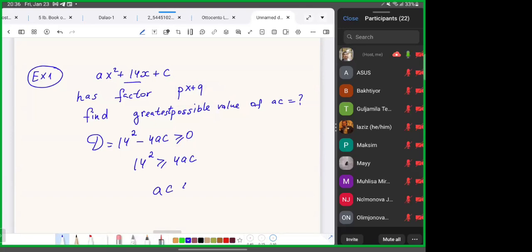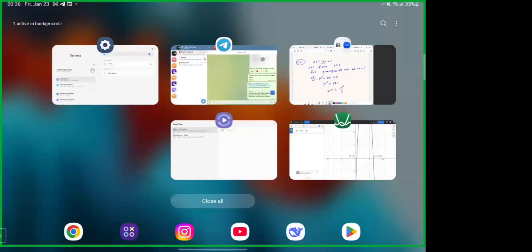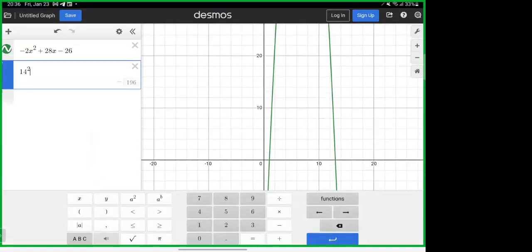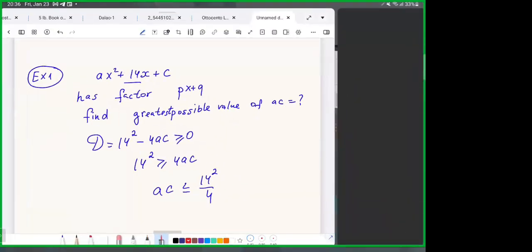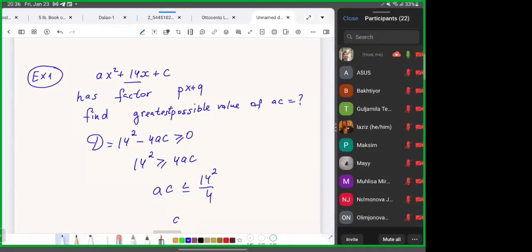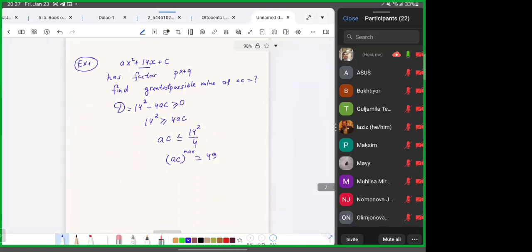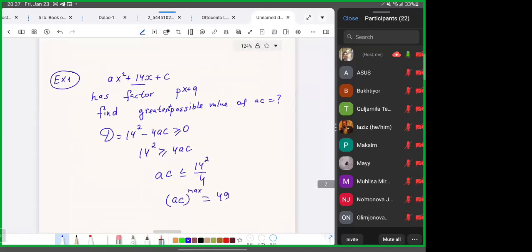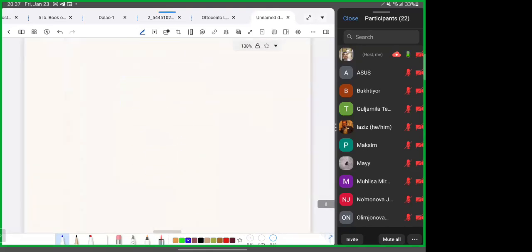And you will find AC is less than or equal to 14 squared divided by 4. The AC, the grid's possible value, is this value. So let's calculate it. It is 49. So the maximum value of AC, or the grid's possible value, is 49. It is the answer to this question. Very good, guys.